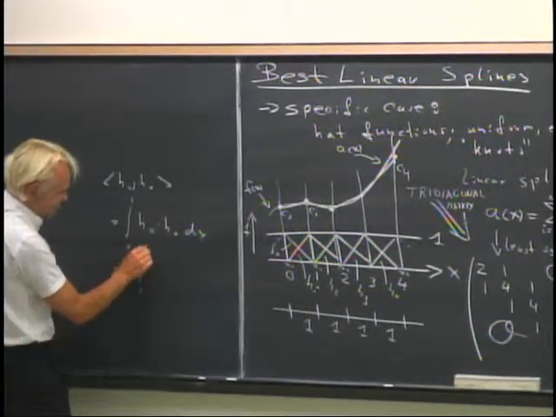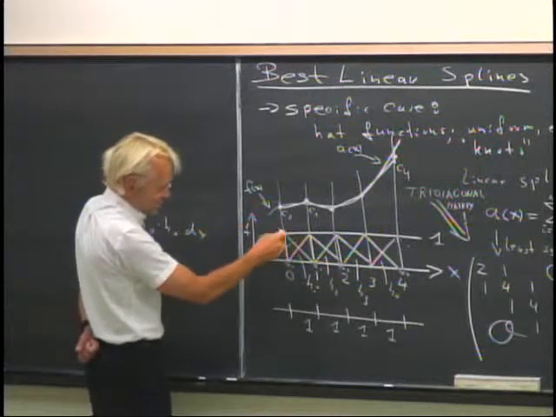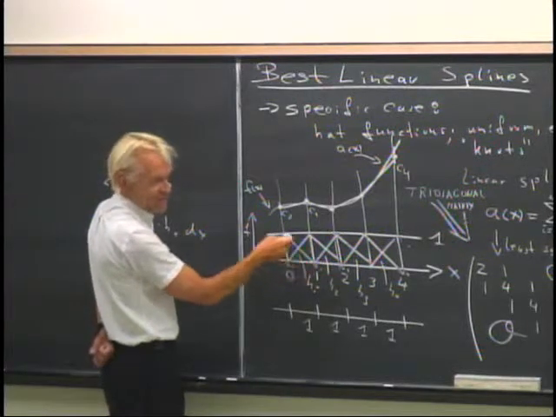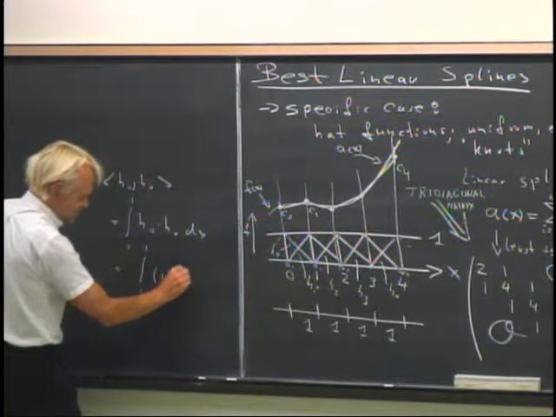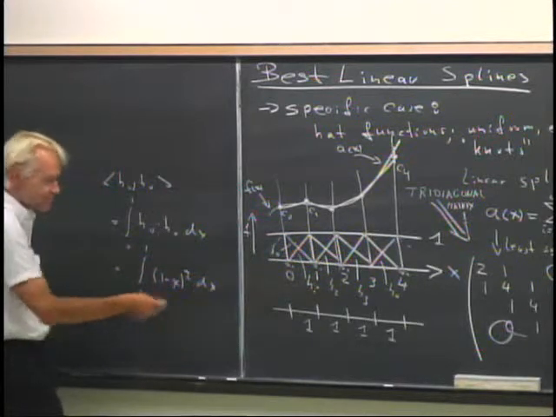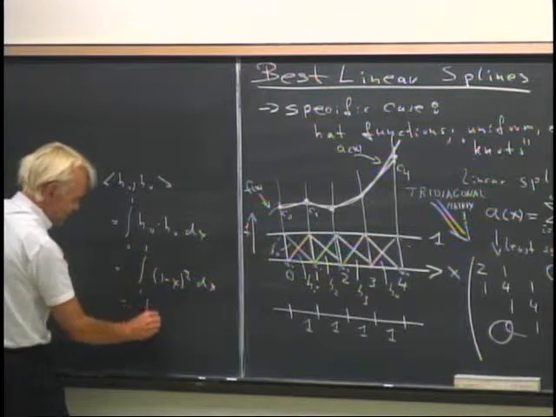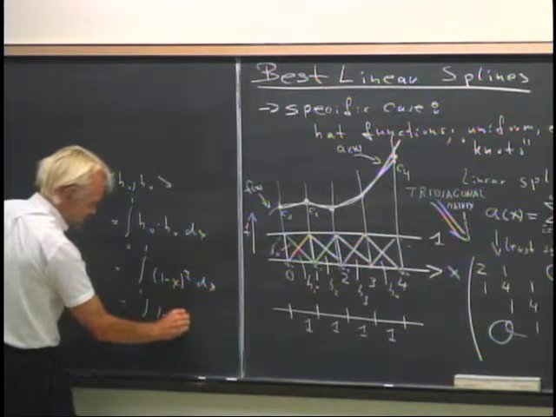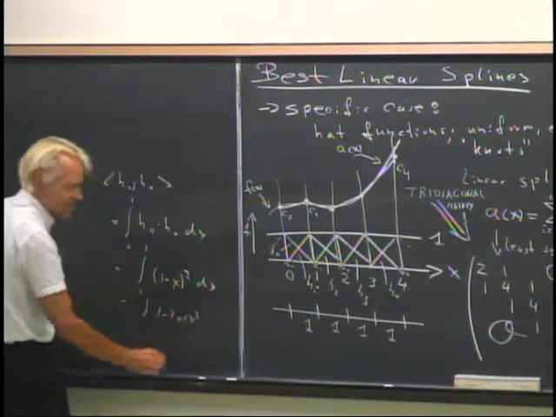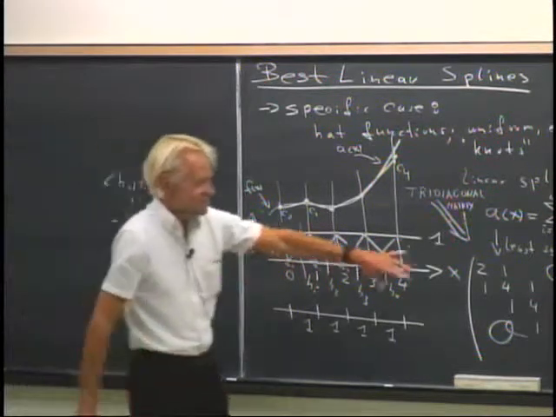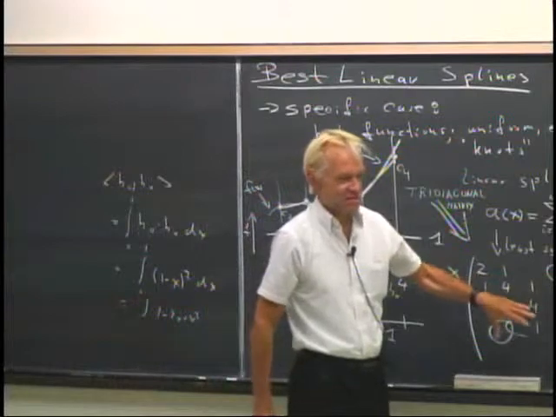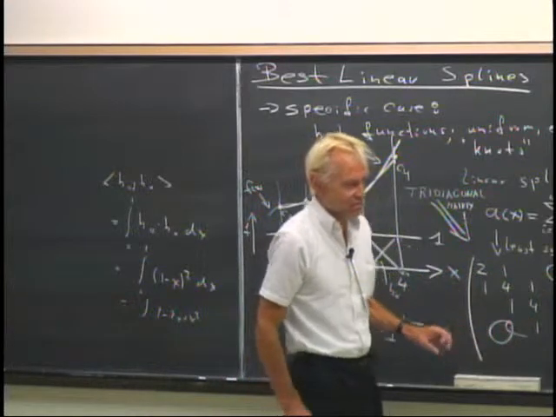This goes from 0 to 1. What is this h0 function? It is 1 minus x, right? Times 1 minus x. So it is (1 minus x) squared, right? dx, something like that. It is 1 minus 2x plus x squared. And then you integrate that thing, okay? So you end up with expressions which are sixths, and believe me.